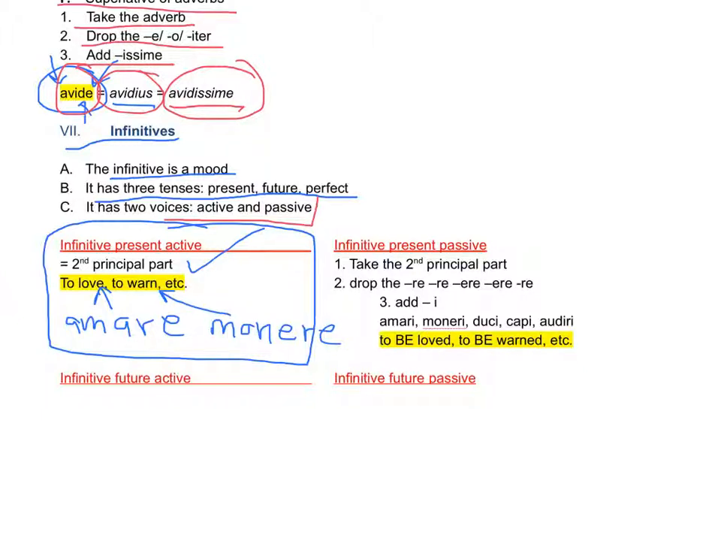So the infinitive present active is easy. You simply take the second principal part and you're done. The infinitive present passive is also fairly easy. The infinitive present passive requires you to take the second principal part.